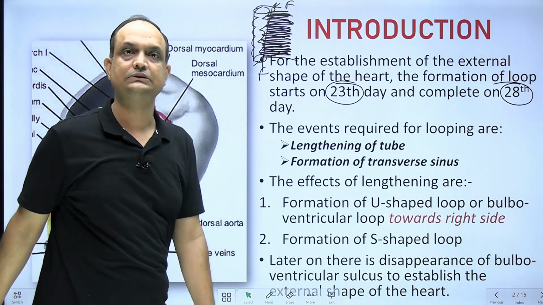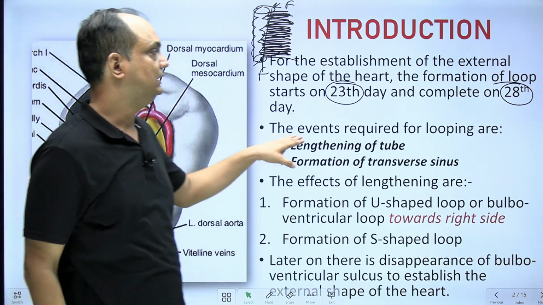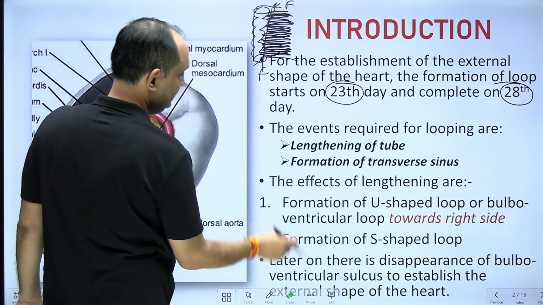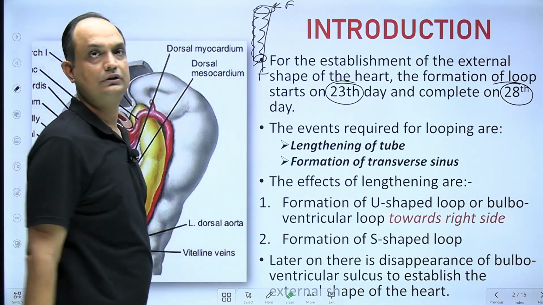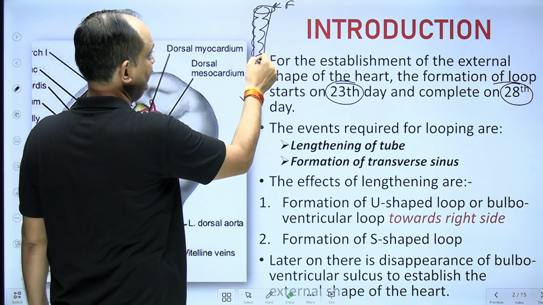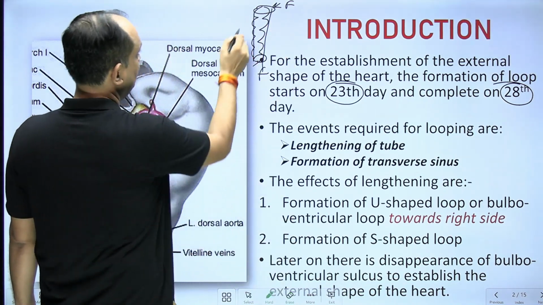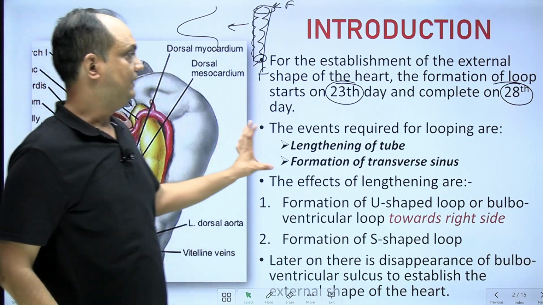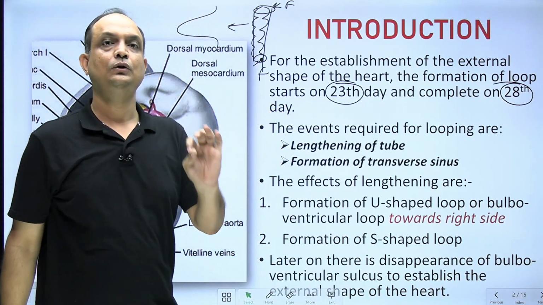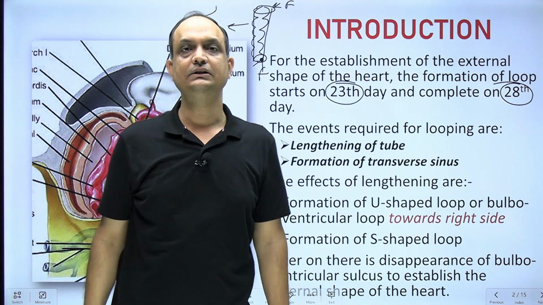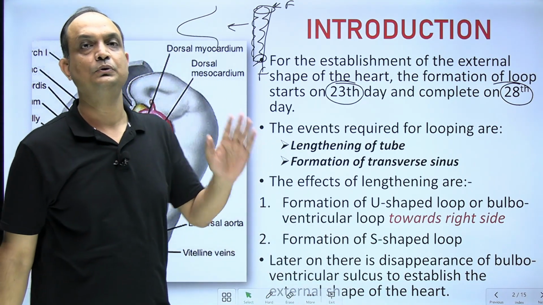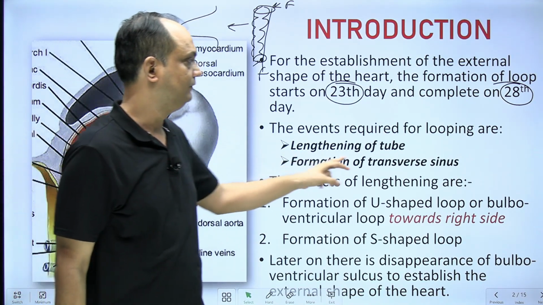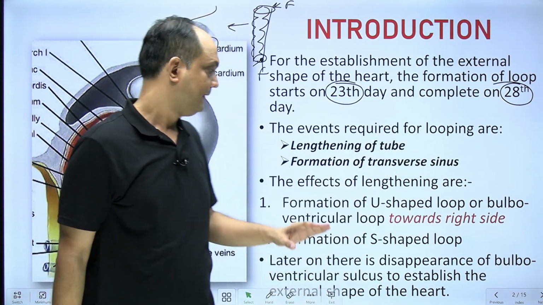So my dear students, when we are talking about the looping, the loop is formed only in the condition when this posterior part is not fixed. When the two ends are fixed and posteriorly it is free, what will happen? It can form the loop. So whenever you are writing about the looping, there are two very compulsory events. One is lengthening and the second is that the posterior border of the tube has to be free with the help of the formation of the transverse sinus.